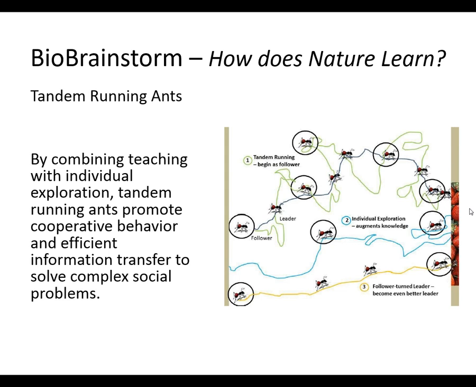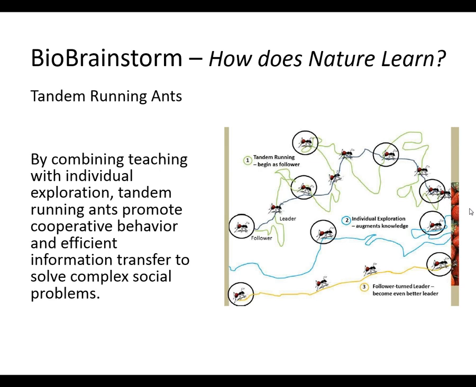And then the third process, so the follower can now become a leader, but they're even a better leader because they have been a follower, or the train-the-trainer. They went out and did some individual exploration, and now are having a pretty direct route from the colony to the food source.